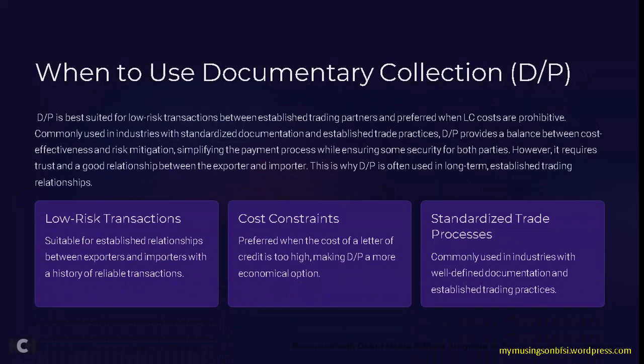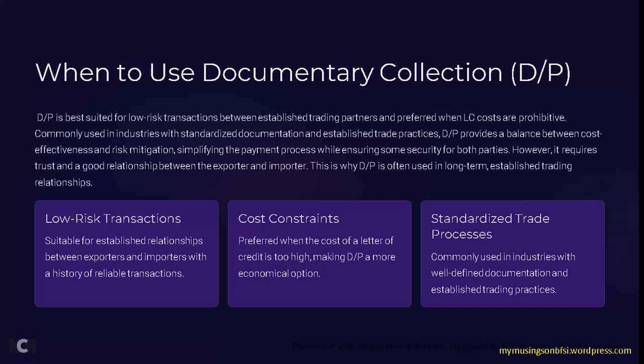When to use a documentary collection? The characteristics of the documentary collection are that there is no guarantee of payment, there is a dependency on the importer's willingness to pay, and there is no independent underlying contract. These are the main characteristics of a DP. So this being so, when do we use documentary collections? DP is best suited for low risk transactions. When the trade between the partners is well established, but they do not prefer LC because it is more costly, then documentary collection can be used.